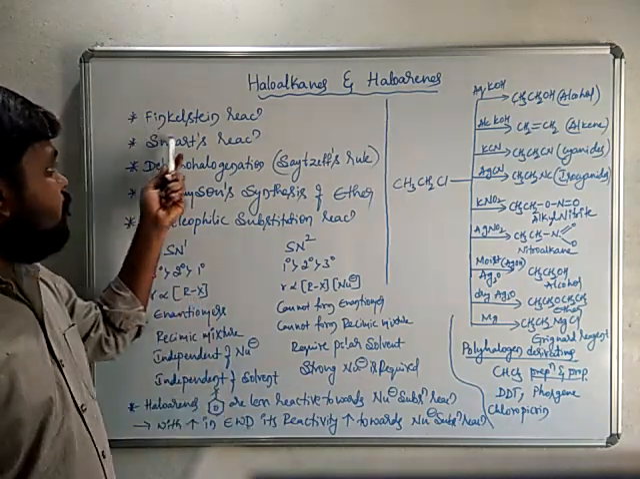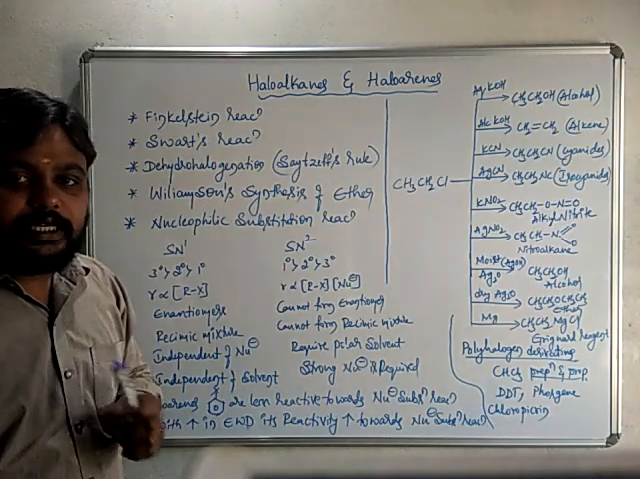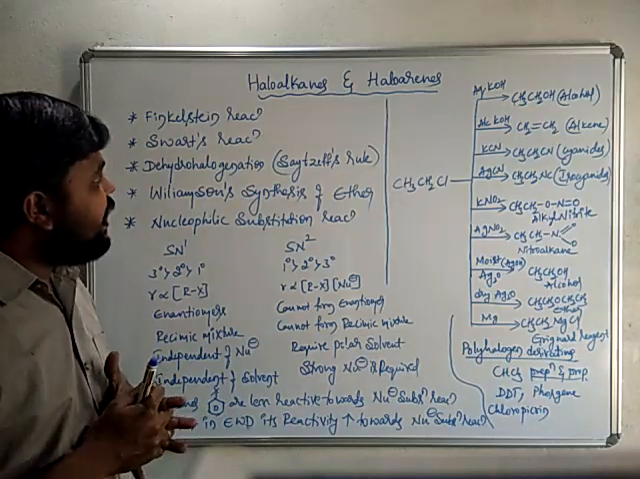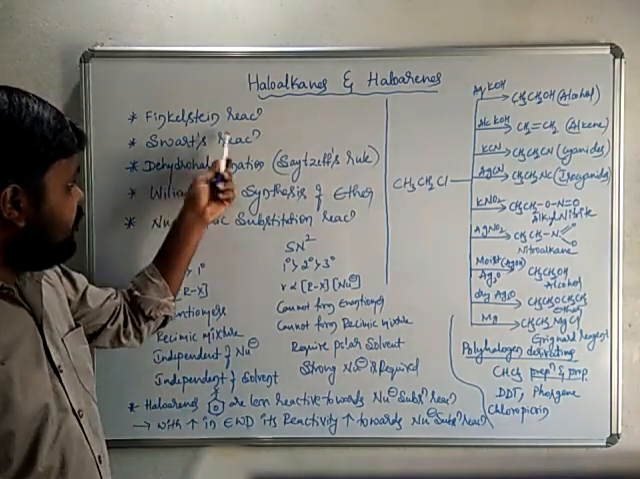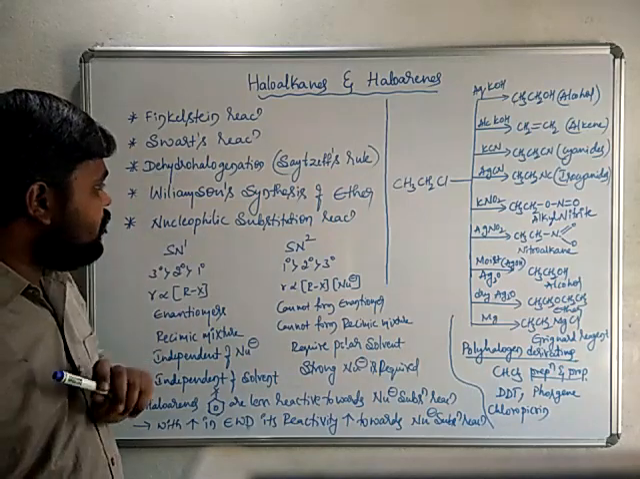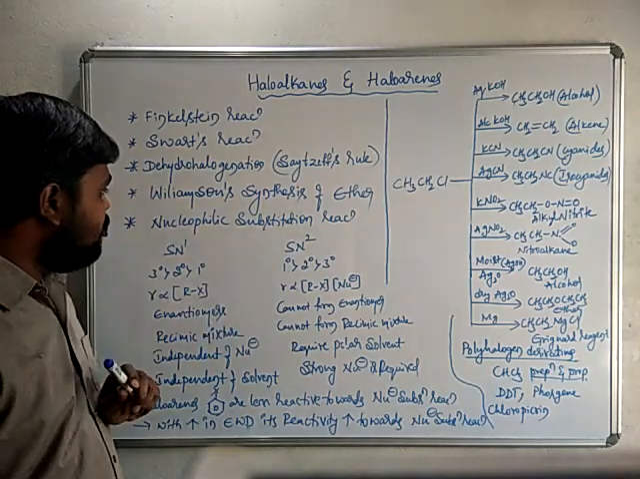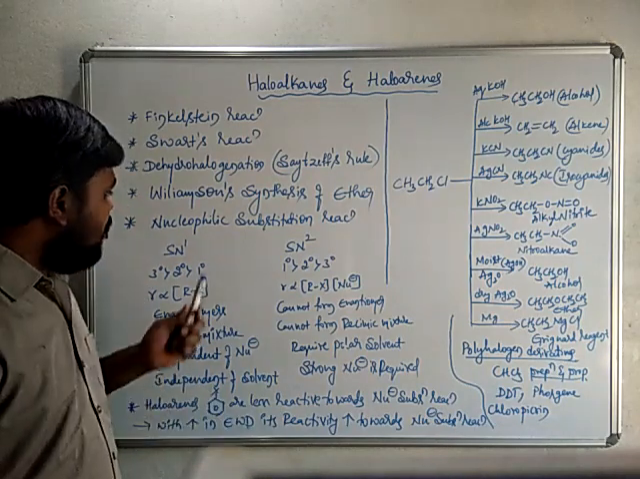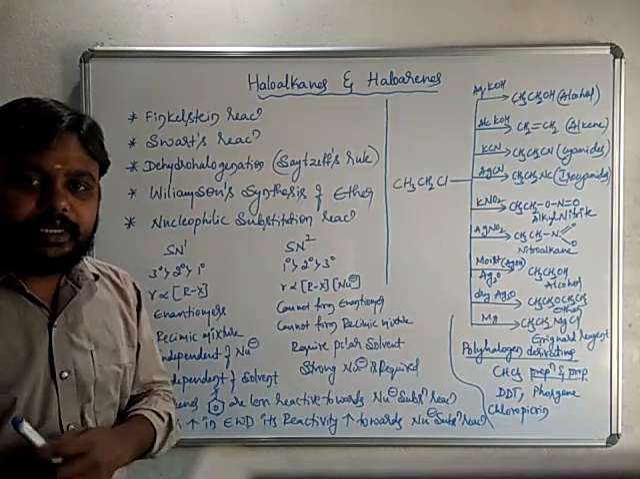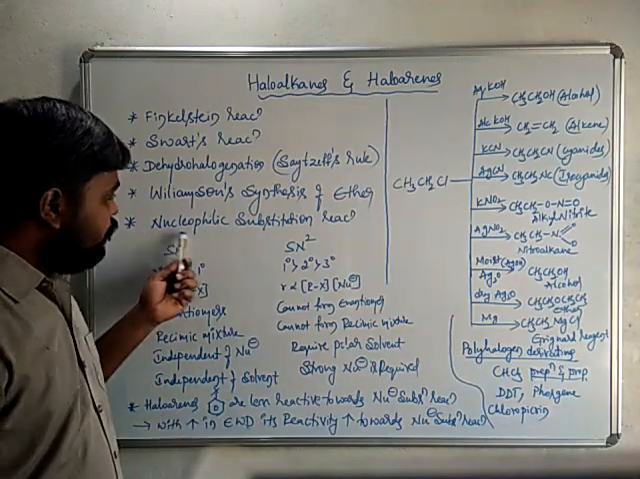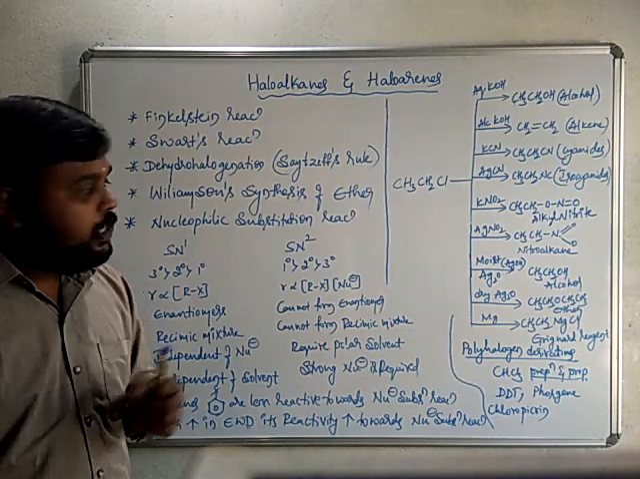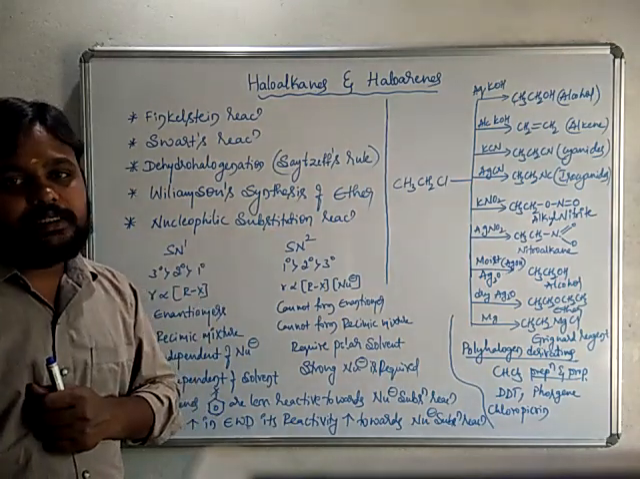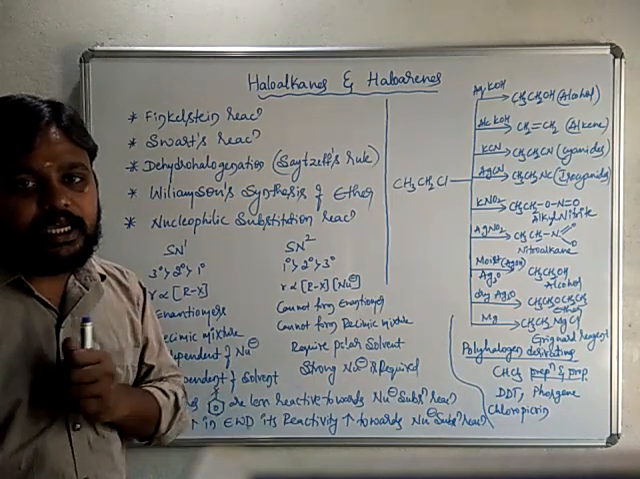So here in this chapter, we have plenty of points. The upcoming named reactions in this chapter are Finkelstein reaction, Swarts reaction, dehydrohalogenation, Williamson synthesis of ether, Gattermann reaction, and Sandmeyer's reaction. Apart from that, we have a very important point in this chapter called nucleophilic substitution reactions. These nucleophilic substitution reactions can be explained by using two mechanisms: one is SN1 and another one is SN2.